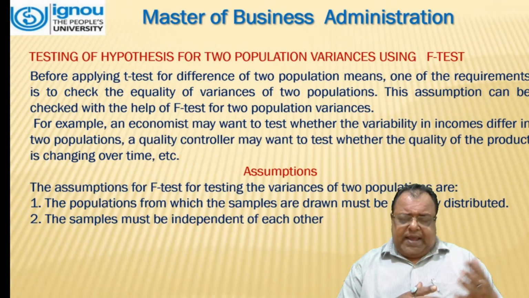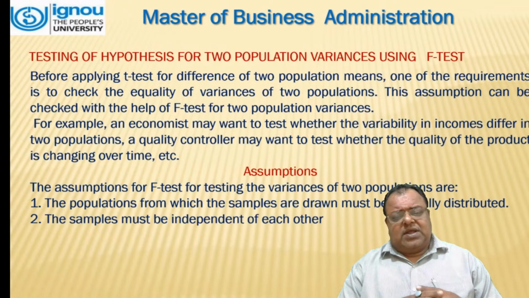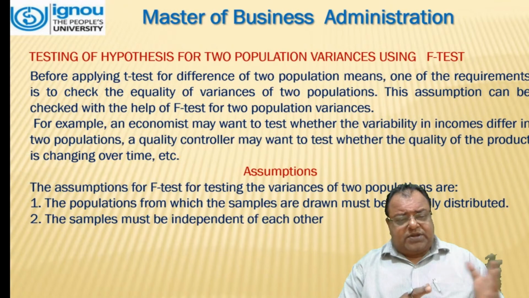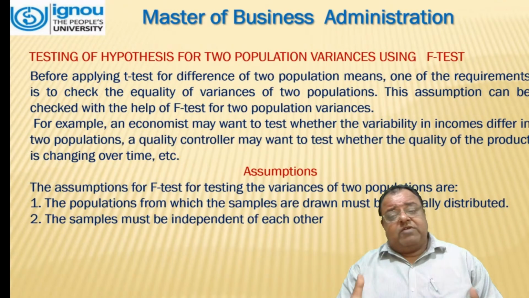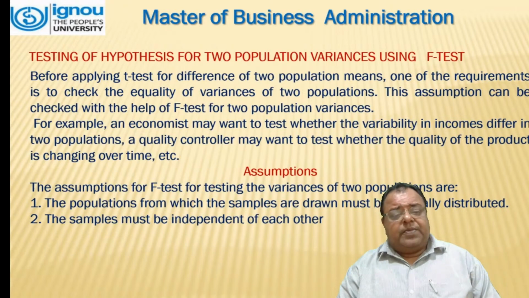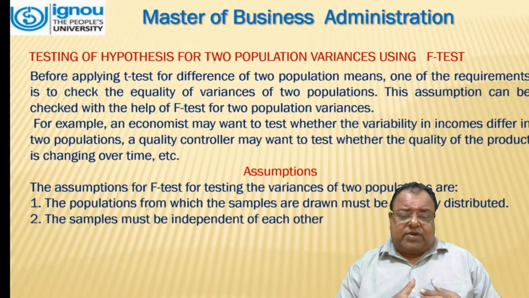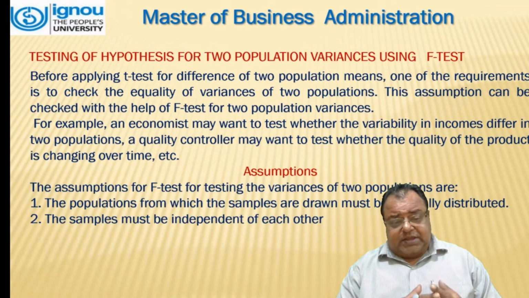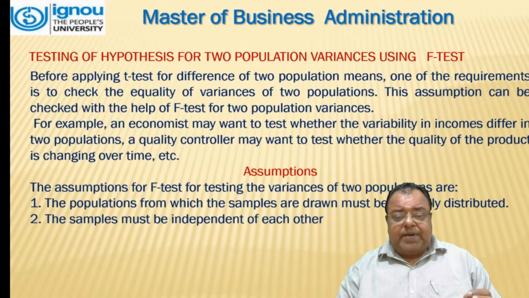For example, an economist may want to test whether the variability in incomes differs in two populations. A quality controller may want to test whether the quality of the product is changing over time, etc. Now, what are the assumptions? Assumptions for F-test for testing the variance of two populations are: the populations from which the samples are drawn must be normally distributed, and the samples must be independent of each other.